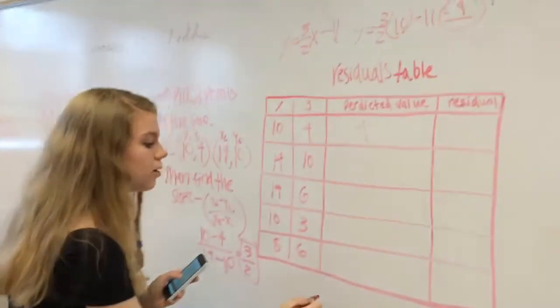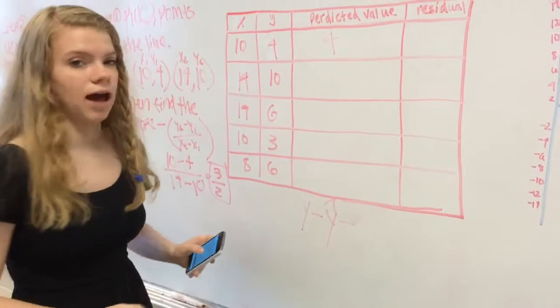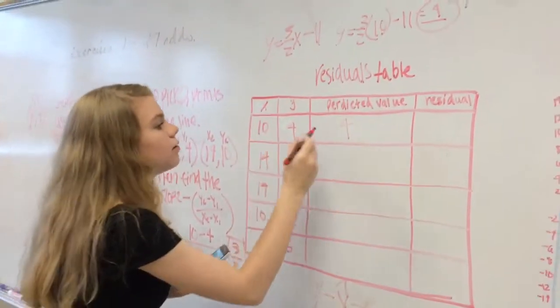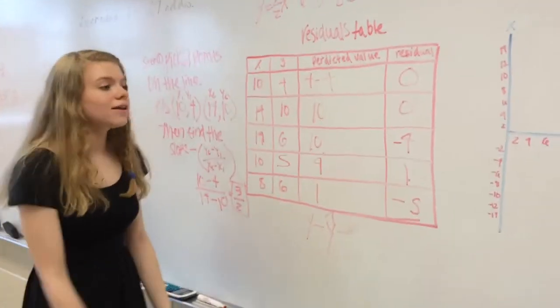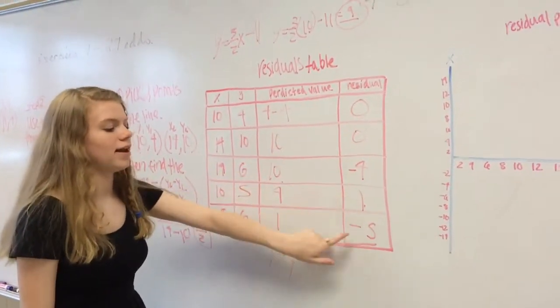And how you find the residual is y minus y hat. And y hat is the predicted value, and y is the original y value. So we're going to do 4 minus 4, which equals 0. That's our residual. Finally, we have found all of our residuals. So we have 0, 0, -4, 1, and -5.